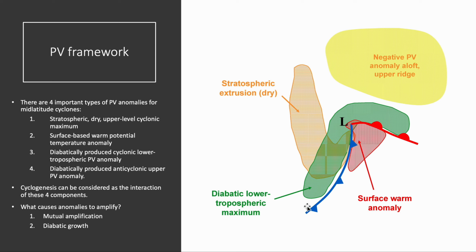But then we also have maxima in the lower troposphere that are typically caused by latent heat release. So these tend to be fairly cloudy regions right behind the cold front. And finally, over here, where there's sort of an upper ridge to the northeast of the cyclone, we typically have negative PV anomalies.